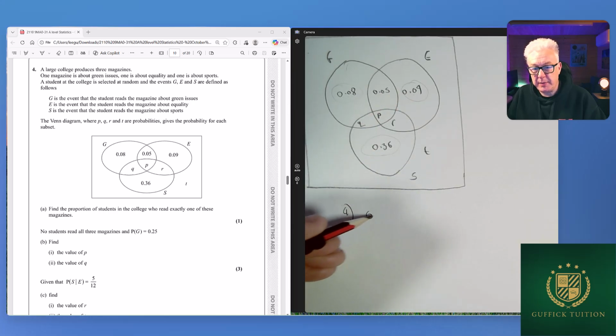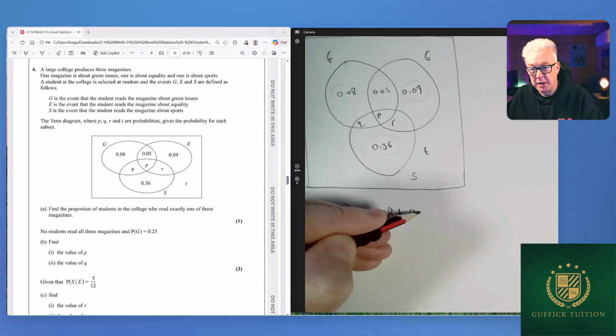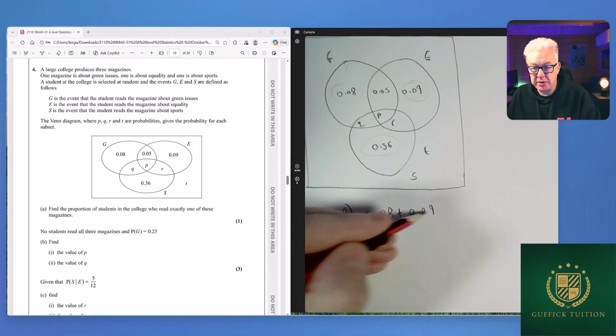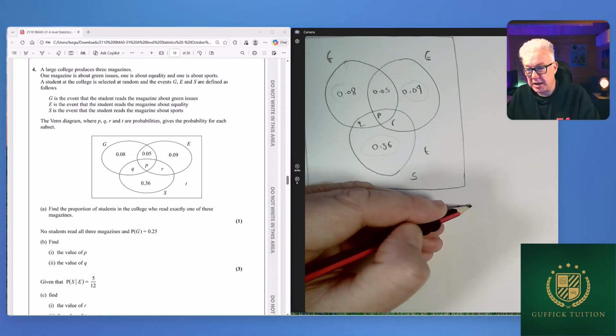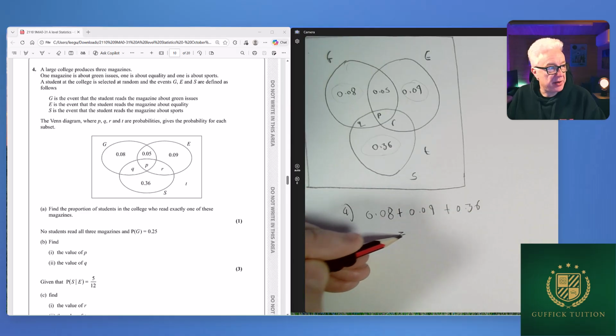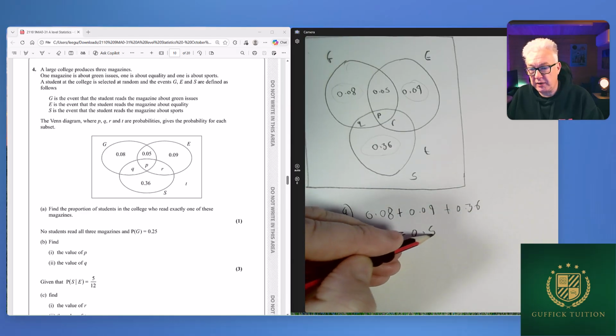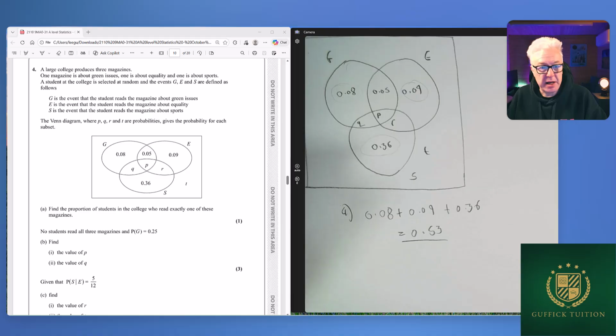So therefore, when you think about the word "or" in probability, you add the probabilities together. So we have 0.08, add 0.09, add 0.36. So we add those together and that turns out to be 0.53. There we go. So that's part A done.